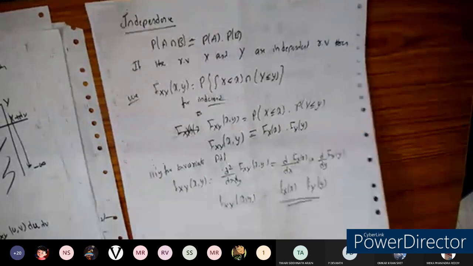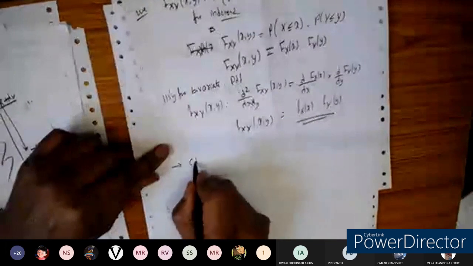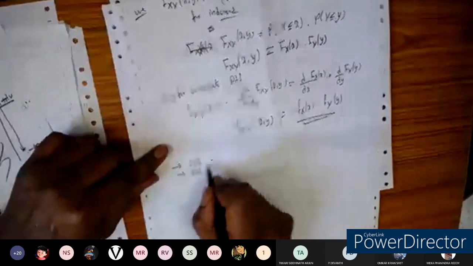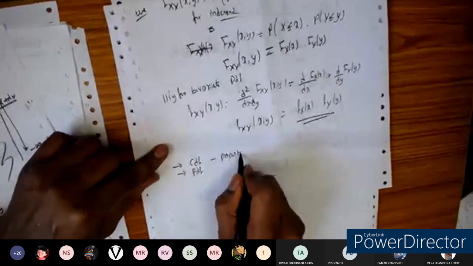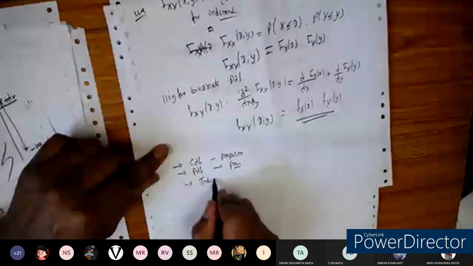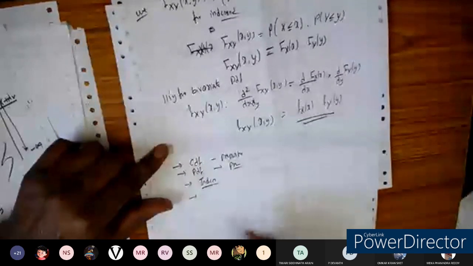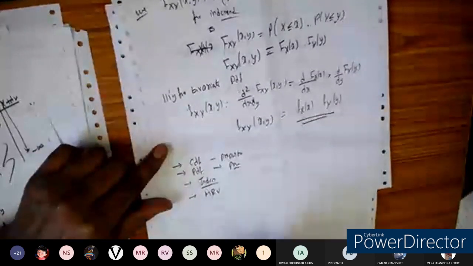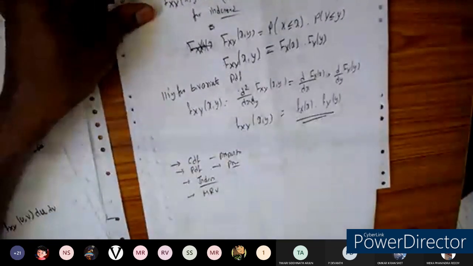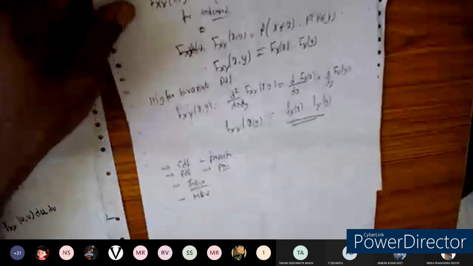So this is for statistically independent random variables. So far we have seen the concept of the bivariate CDF and its properties, the PDF and its properties, and the independent events. Next, let us see multiple random variables. Afterwards, we'll go for the expectation of joint random variables.